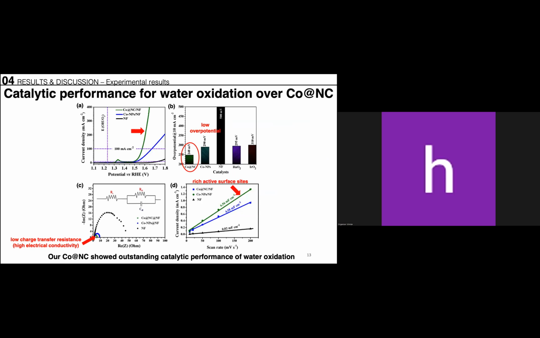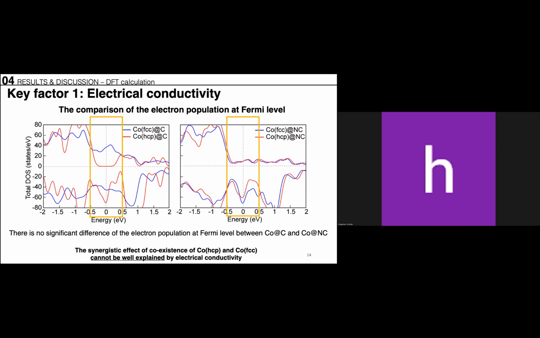So this is the experimental result. As you can see, our catalyst showed low overpotential and low charge transfer resistance, which is related to high electrical conductivity, and it also has a rich active surface area. So I would say our catalyst showed outstanding catalyst performance for water oxidation. Then our theoretical work tries to explain the reason why our catalyst system shows outstanding performance. So we consider the first key factor, electrical conductivity.